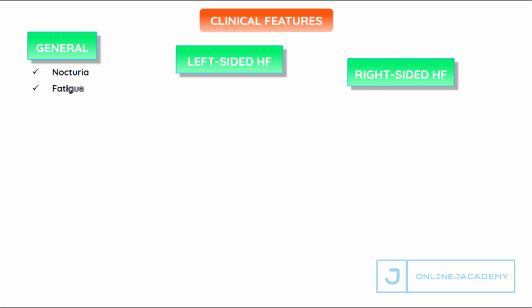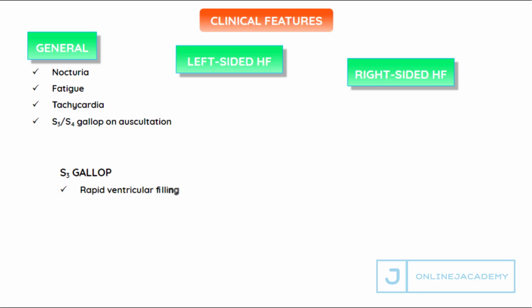And then you also have fatigue, right? The patient is just tired. There's tachycardia, right? Due to, like I said before, stimulation of the sympathetic tone, or increase in sympathetic tone. We also have S3 gallop and S4 gallop on auscultation. S3 gallop normally indicates rapid ventricular filling, and S4 gallop normally indicates ventricular hypertrophy.